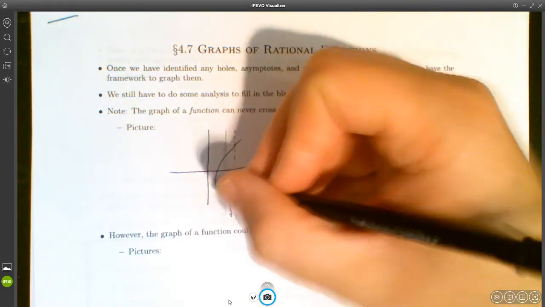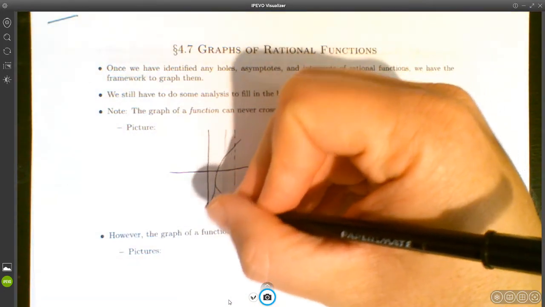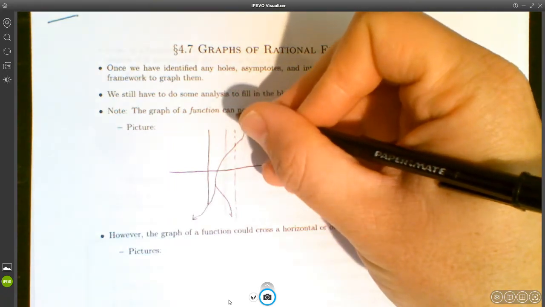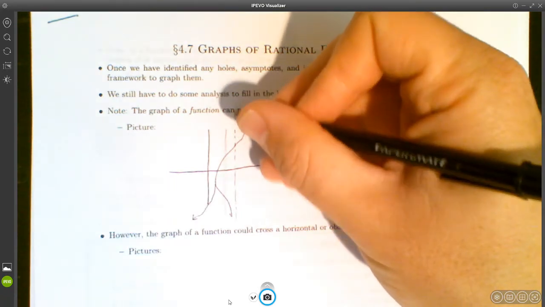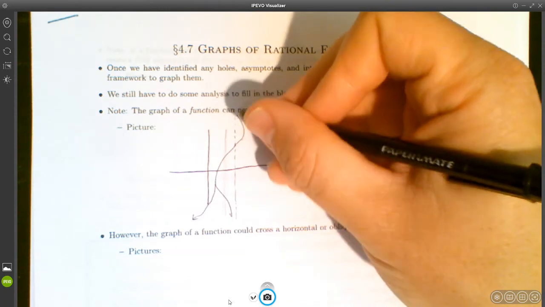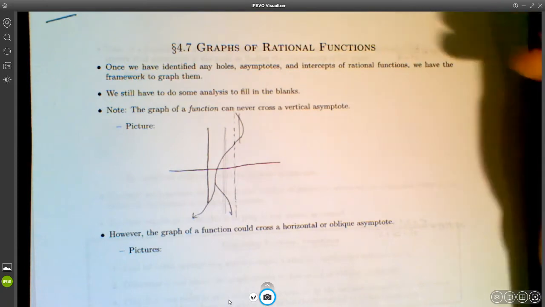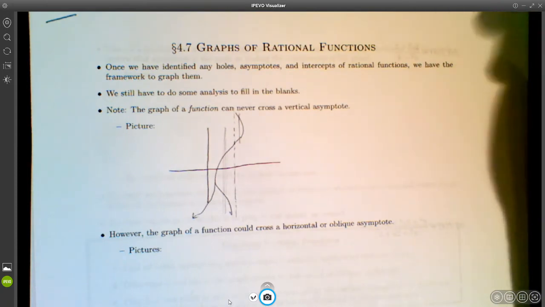Or maybe it doesn't do that. Maybe it goes off in this direction down there, but then up here it would have to, at some point, swing back around and start getting closer and closer to the vertical asymptote, in which case it would fail the vertical line test there, right? So a function can never cross a vertical asymptote.